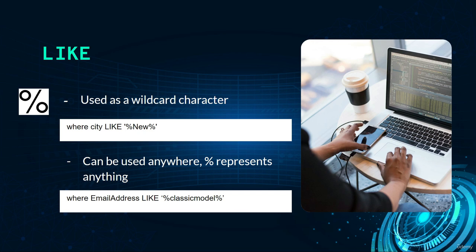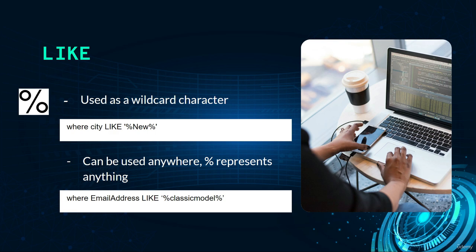So another very useful function is like. And it is used when you want to find any record which matches a specified pattern in a column. Percent is the wildcard used in MySQL and represents 0, 1, or multiple characters. In the example here, you can see in our first one that it will show any city which contains new. So the percent before and after new shows that it can be anywhere within the string.